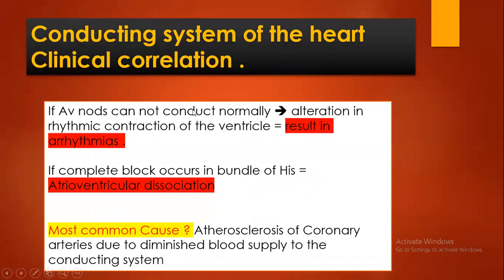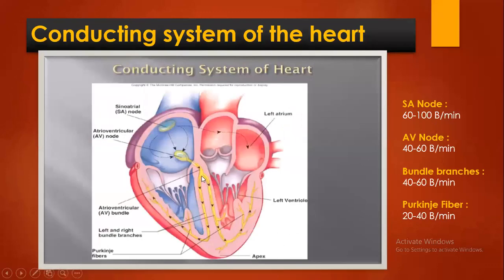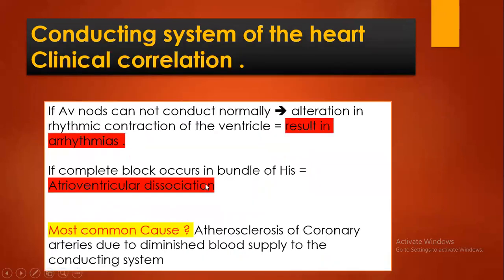So clinical correlation: what will happen when there is a problem in the conducting system, what will happen in the heart? If the AV node cannot conduct normally, let's say here, this is the AV node. If it cannot conduct normally, what will happen?